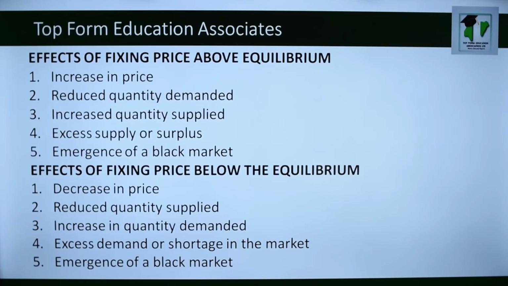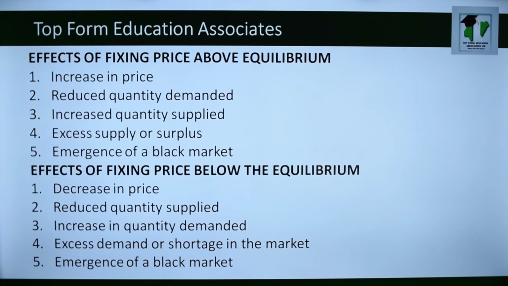Effects of fixing price above the equilibrium. Of course, fixing prices is done by the government, not necessarily by the forces of demand and supply. Forces of demand and supply can determine the equilibrium price. But government can decide to fix the price above the equilibrium or below the equilibrium. If government fixes a price above the equilibrium, why does it do so? It wants to favor a group of people at the expense of the other.